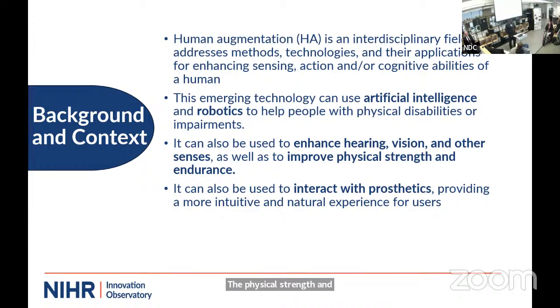And not only that, but it can also be used to interact with prosthetics. And in the UK, it is estimated that there are around 25,000 people that are using prosthetic limbs, and that's about 0.04% of the total population.